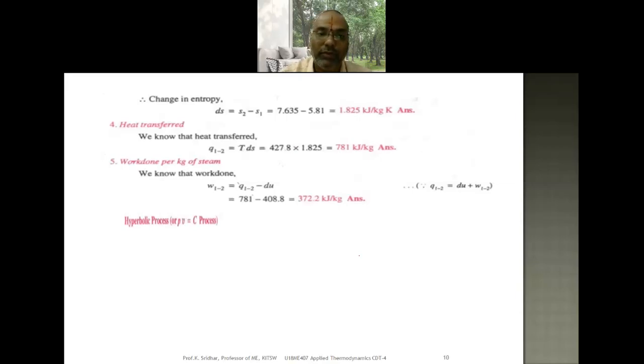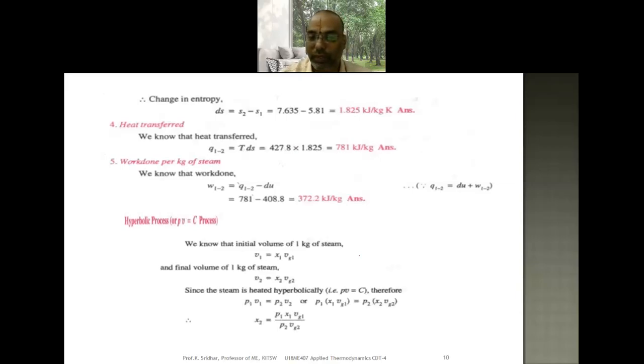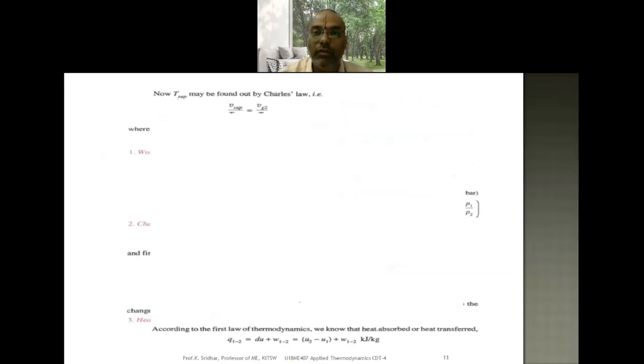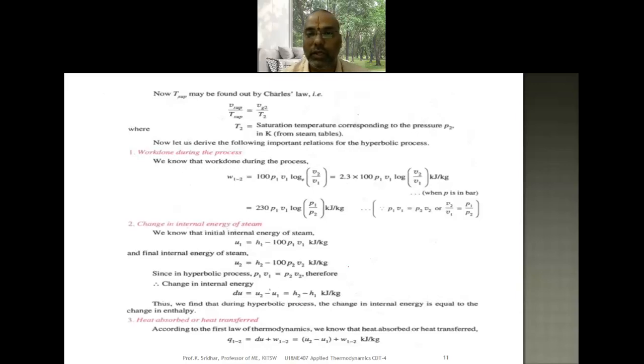So the next process is the hyperbolic process. The hyperbolic process is nothing but PV equal to a constant. Whenever both conditions are in the wet steam region, the x2 value can be found out by using this particular equation. Which is also one of the important Charles law, that is V by T is equal to constant. Based on this we are able to find out the work done. The work done formula is equal to so and so.